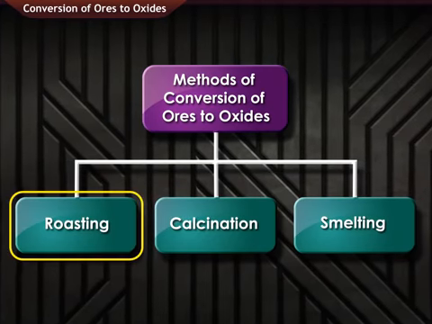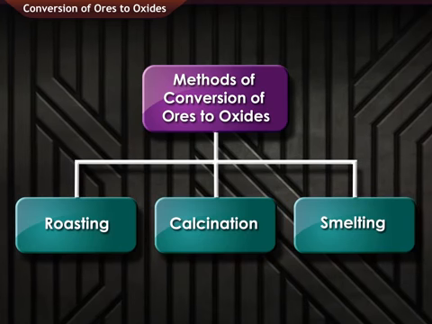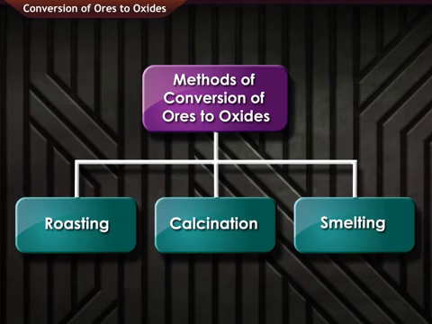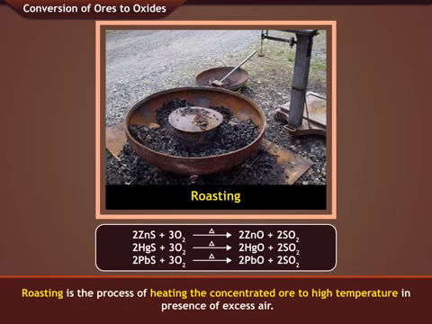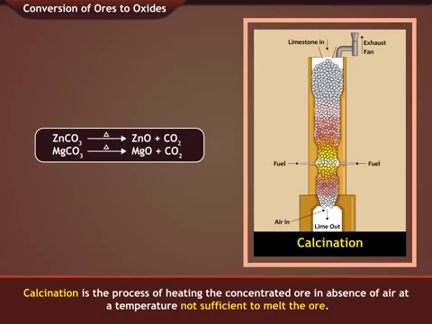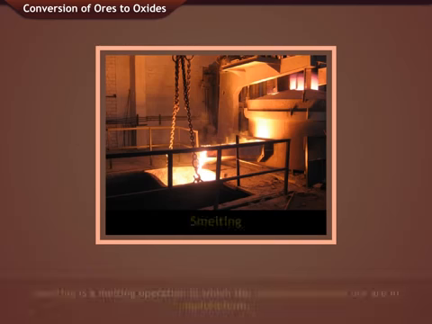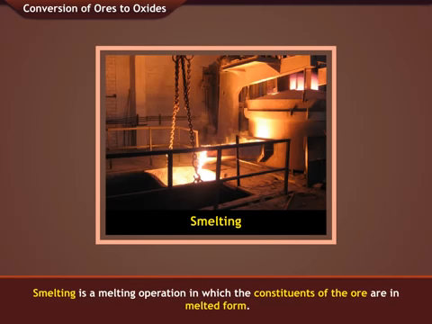Methods like roasting, calcination, and smelting are used to convert the concentrated ore into metal oxide. Roasting is the process of heating the concentrated ore to high temperature in presence of excess air. Calcination is the process of heating the concentrated ore in absence of air at a temperature not sufficient to melt the ore. Smelting is a melting operation in which the constituents of the ore are in melted form.